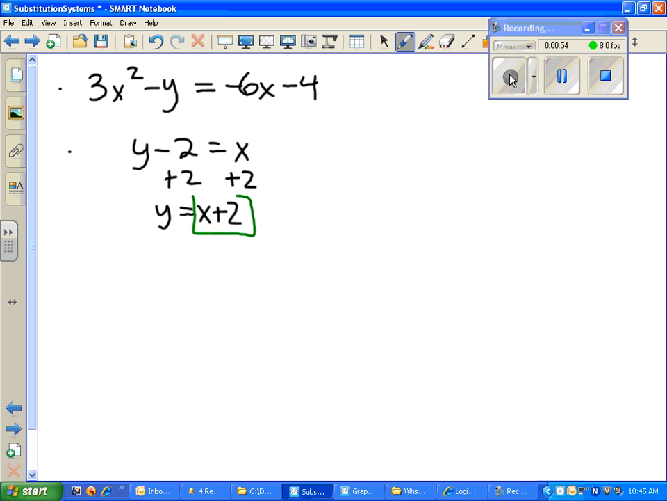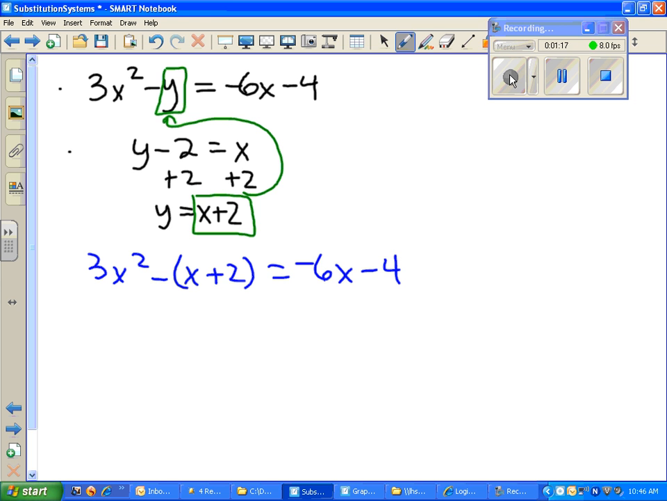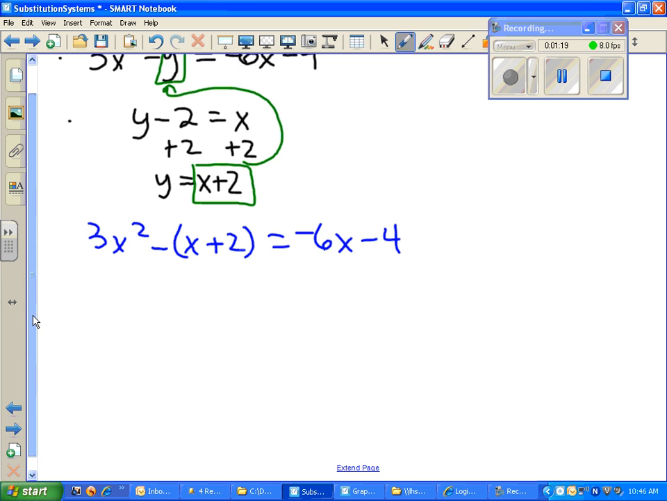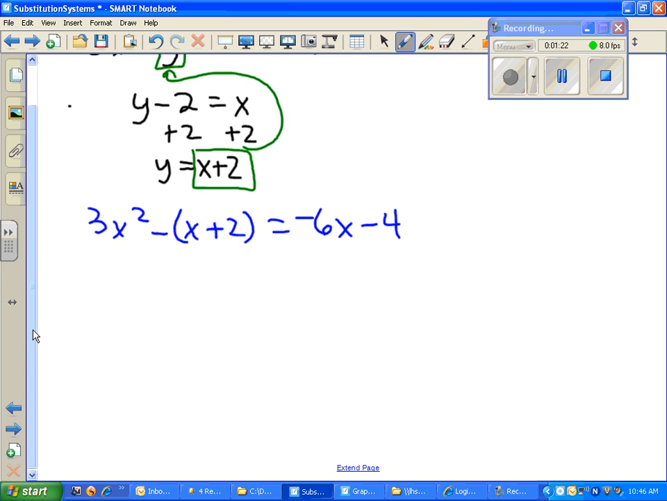So I solve for the y, and I need to take that and replace the y in the other equation with that expression. So 3x squared minus everything that y was, which was x plus 2, equals negative 6x minus 4. So I have substituted. Now I need to solve this by simplifying it, distributing, combining, and factoring. I need to distribute this negative sign that was out front, so it's going to be 3x squared minus x minus 2 equals negative 6x minus 4.